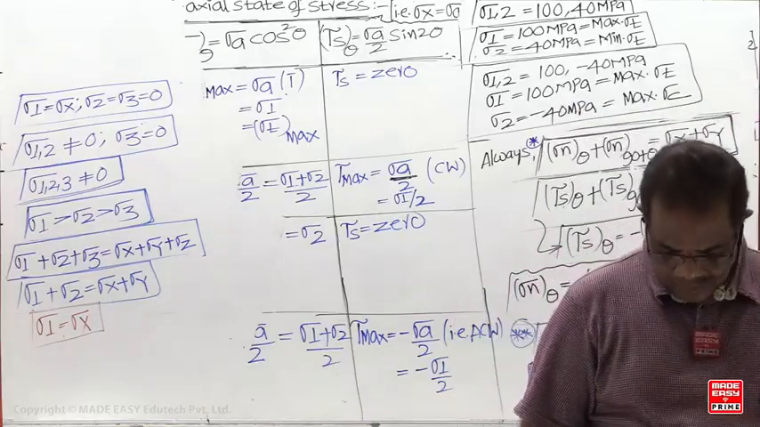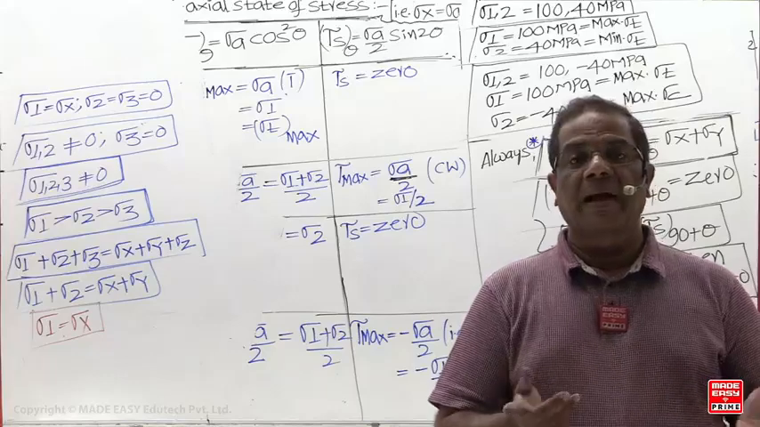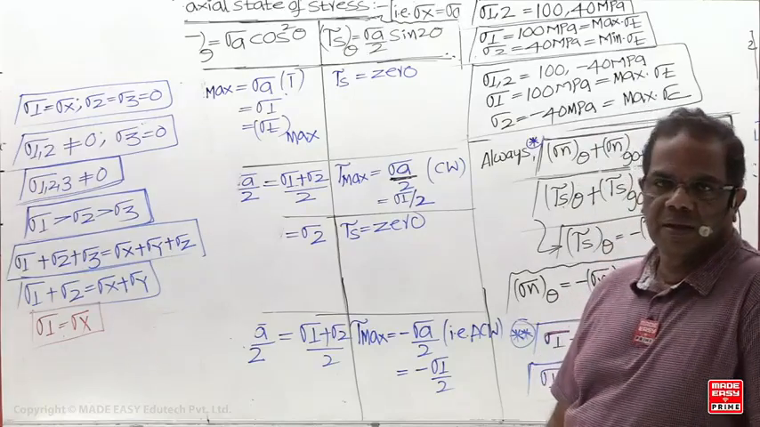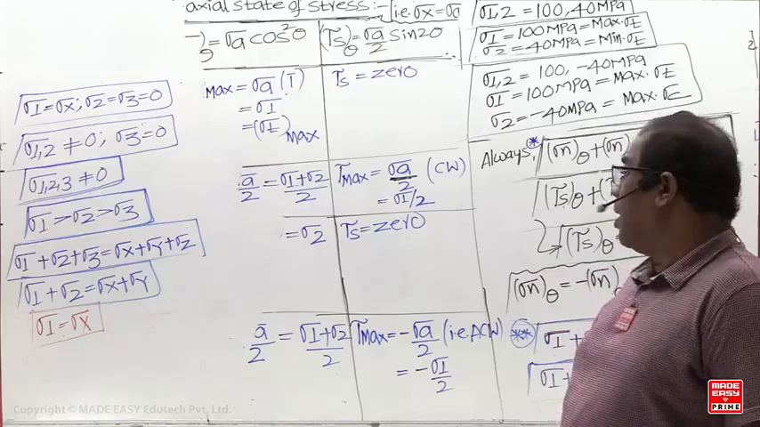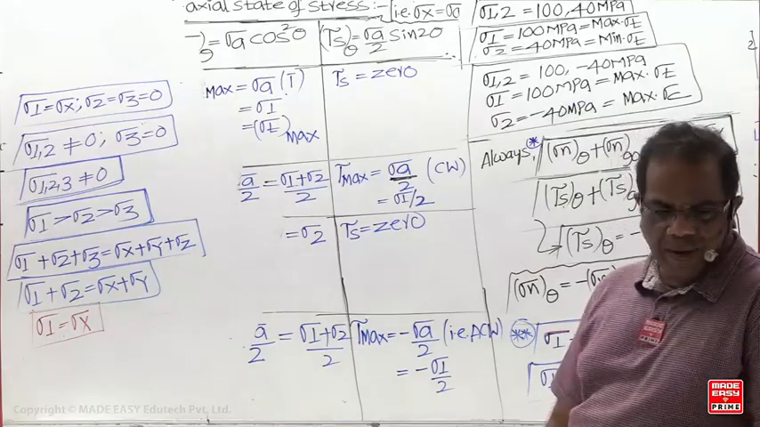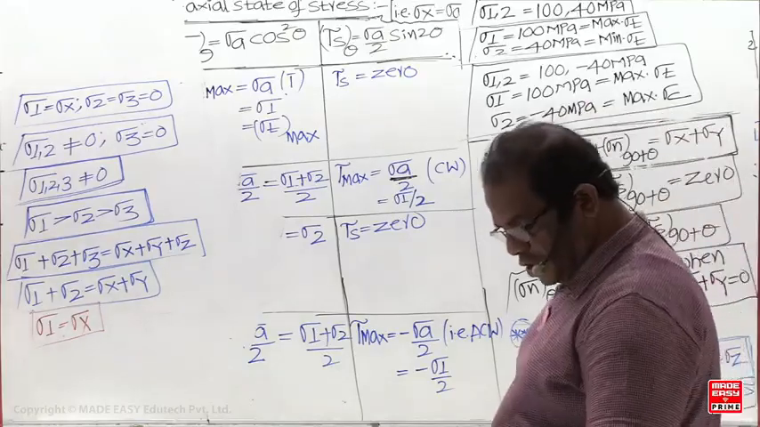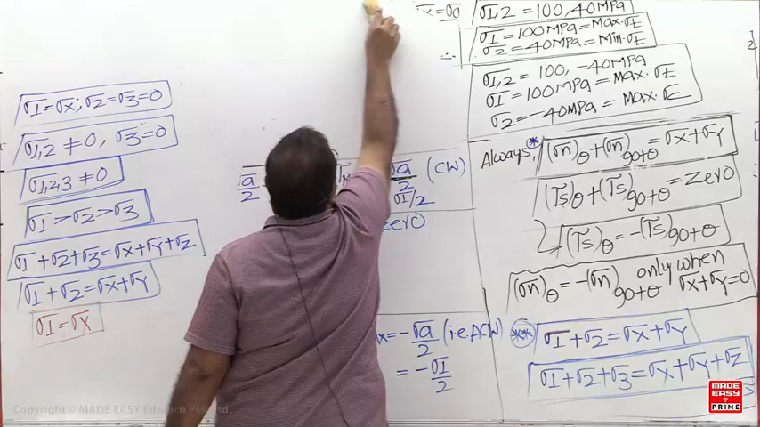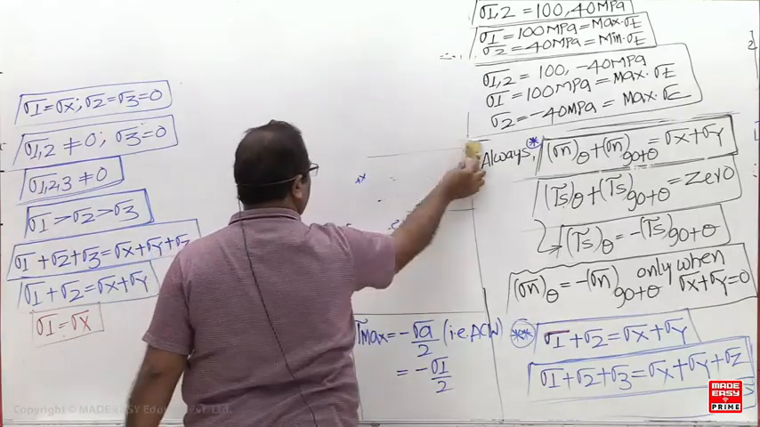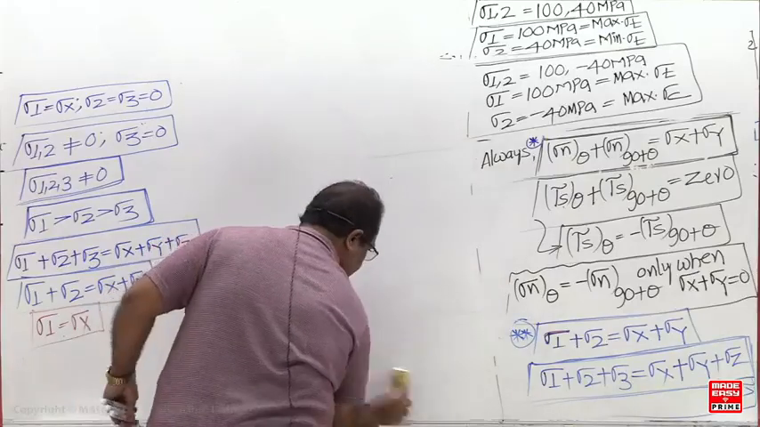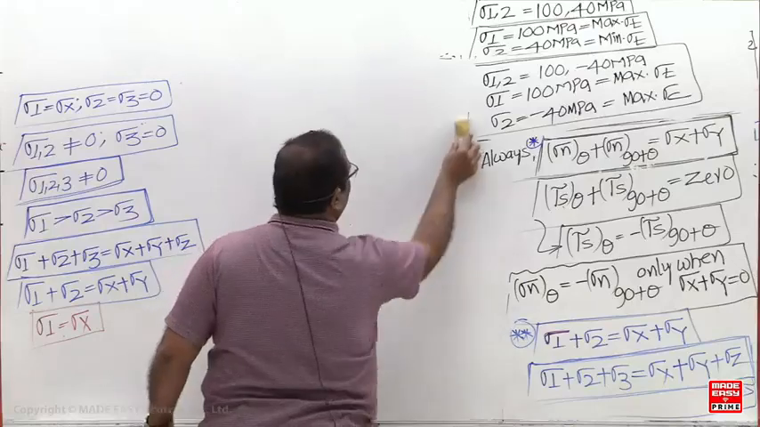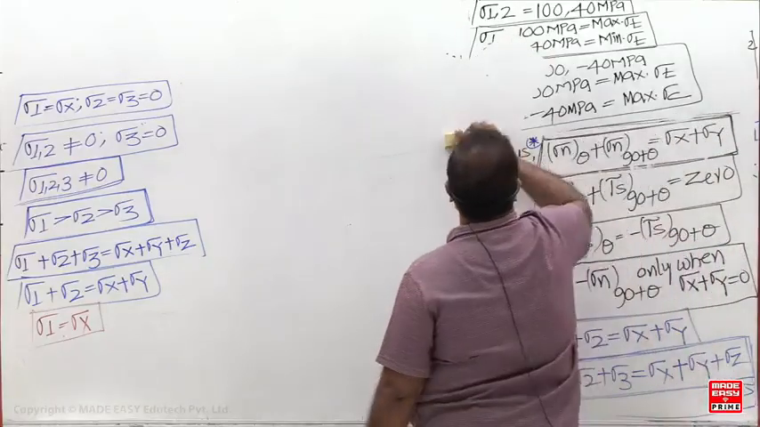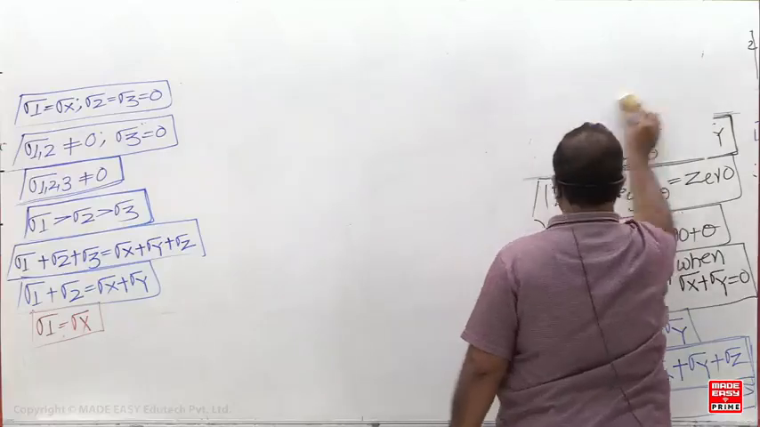Tau-max planes, or maximum shear stress planes, are the complementary planes on which shear stress is maximum.